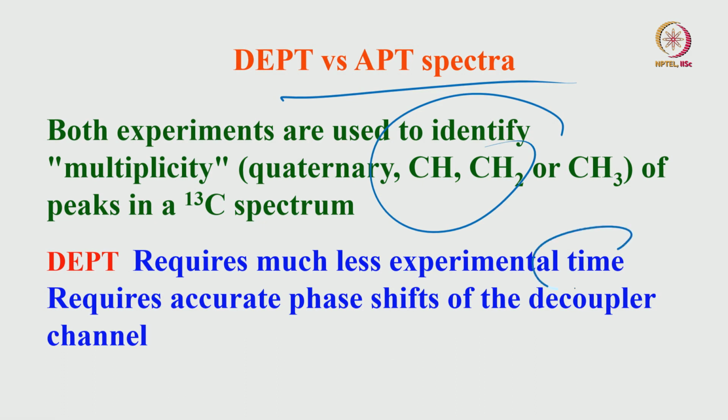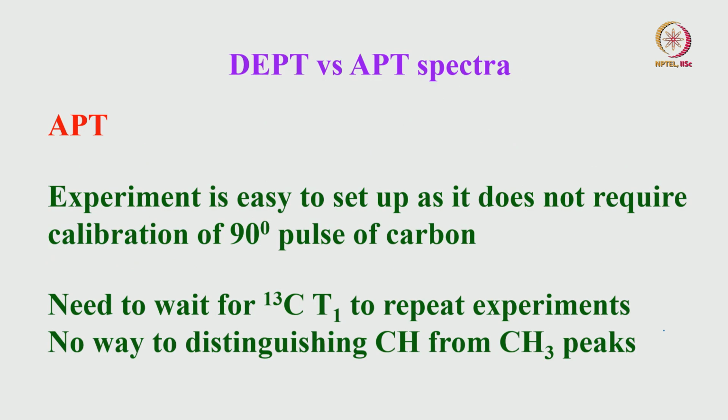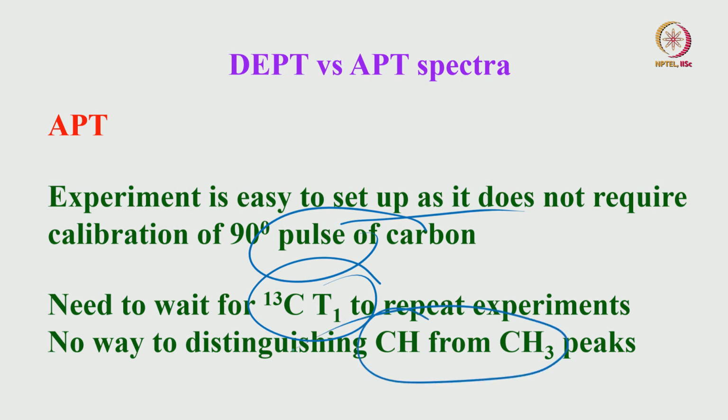DEPT requires less experimental time because of polarization transfer, but accurate phase of the decoupler channel is needed. APT is easy to set up, requires calibration with a perfect 90 degree pulse, and no need to wait for carbon 13 T1 to repeat the experiment. But one disadvantage is that APT cannot distinguish between CH and CH3, whereas in the DEPT experiment I showed you we could do that.